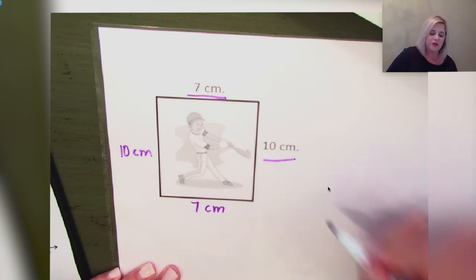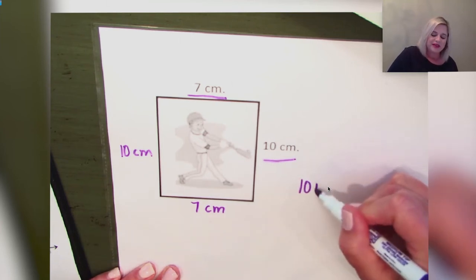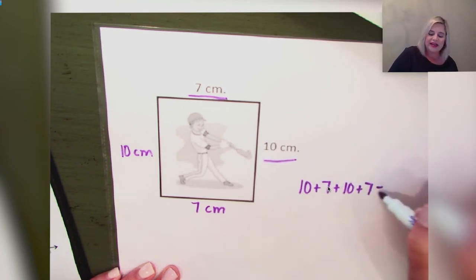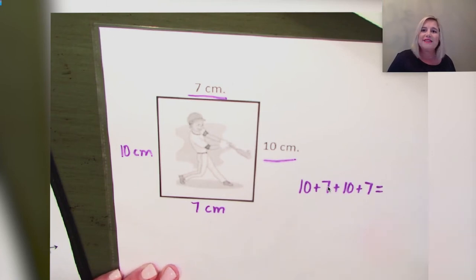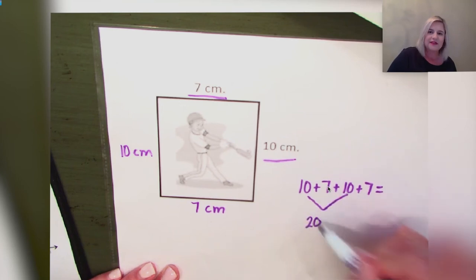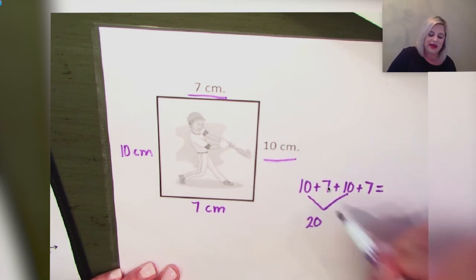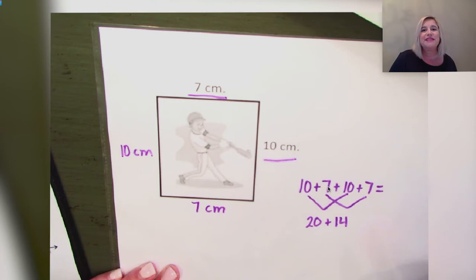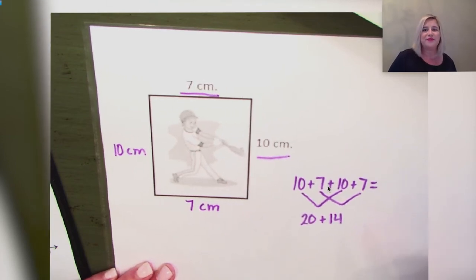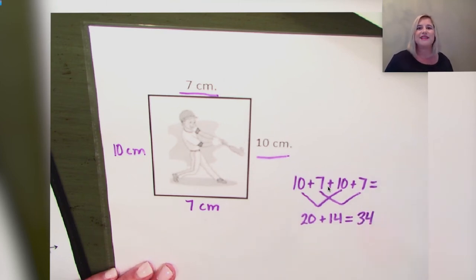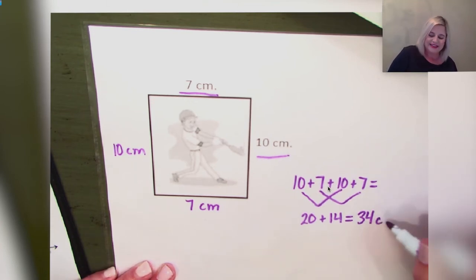So we know that we will add 10 plus 7 plus 10 plus 7. And what does that equal? Oh, I see that we have 10 plus 10, and that equals 20. That's a doubles fact. I also see that we have 7 plus 7. That's another doubles fact. We know 10 plus 10 is 20 and 7 plus 7 is 14. So the baseball card is 34 centimeters around the outside. It has a perimeter of 34 centimeters.